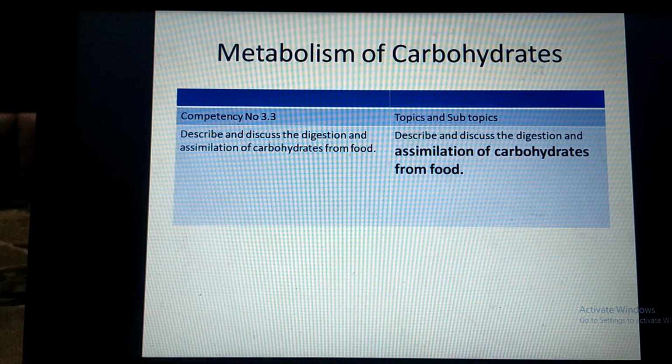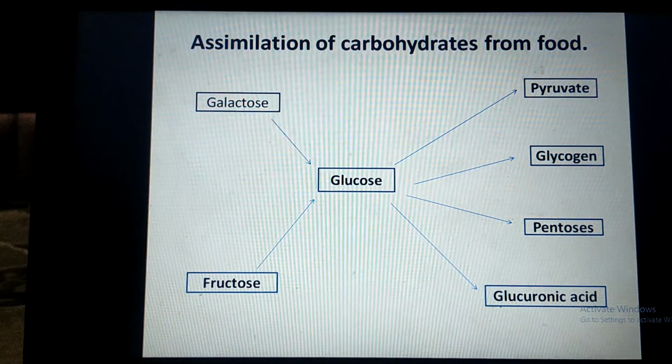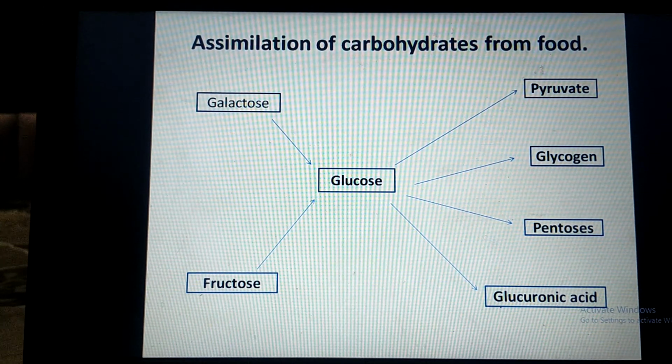Now we will continue with competency number 3.3, assimilation of carbohydrates from food. All of you know, glucose is the ultimate compound which is formed inside the cell from fructose as well as from galactose. Inside the cell, this glucose may be converted into pyruvate by the process of glycolysis. This pyruvate has various fates. It may be converted into acetyl-CoA. That acetyl-CoA has different fates.